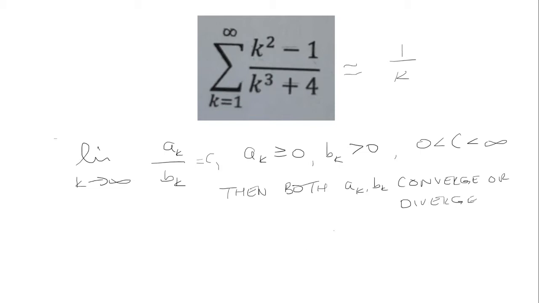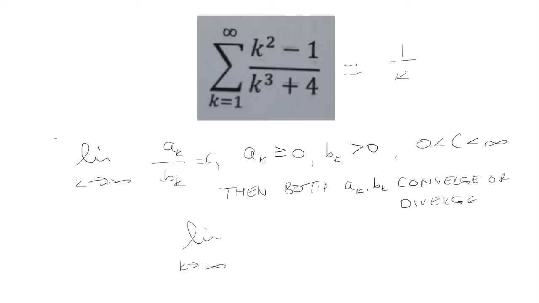So in this case, if we're going to use b sub k to be 1 over k, we know it's going to diverge because it's a harmonic series, and also we know from the p-test, p here would be 1, so that diverges. Okay, so now let's look at the limit as k approaches infinity.